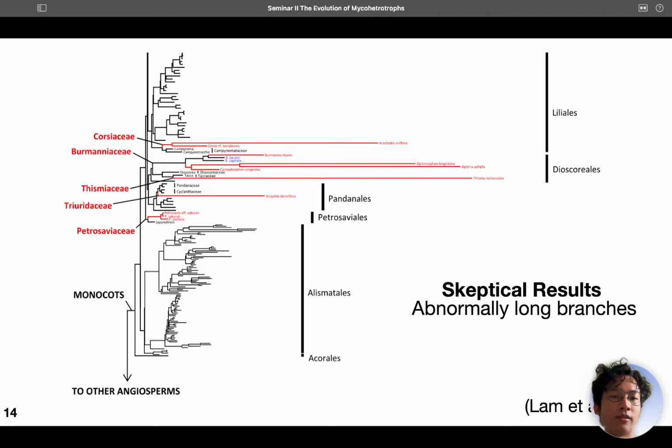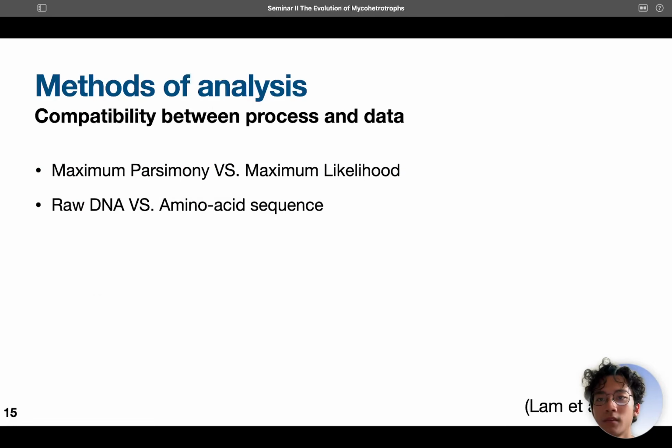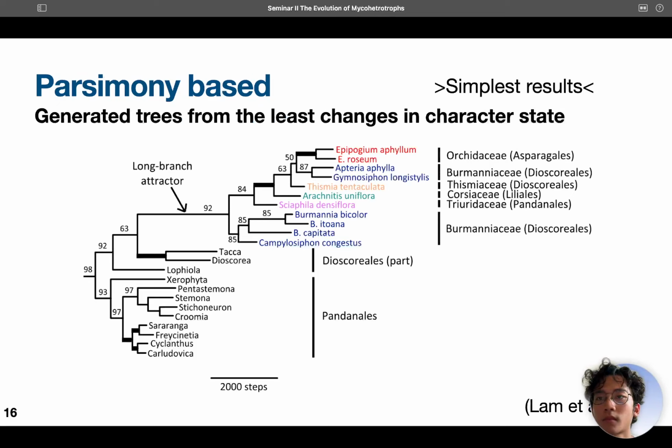So in this study, they do comparative tests of the methods of analysis, to see whether it is actually wrong or not. So they compare maximum parsimony and maximum likelihood, and the raw DNA data and the amino acid sequence translated from that DNA data. Which one should give a better result? The parsimony-based one is the simplest analysis for this.